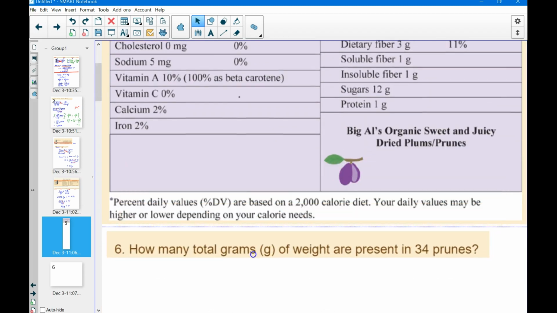Okay, so this is the contents for Big Al's Organic Sweet Juicy Dried Plums.